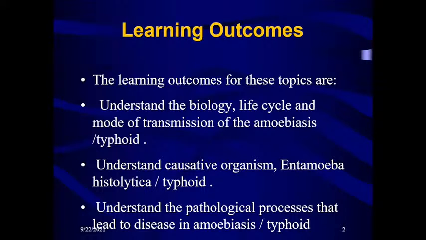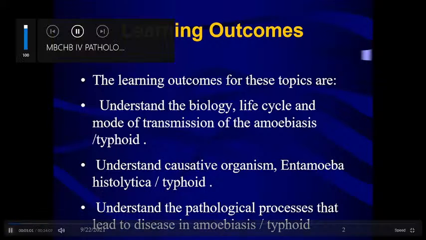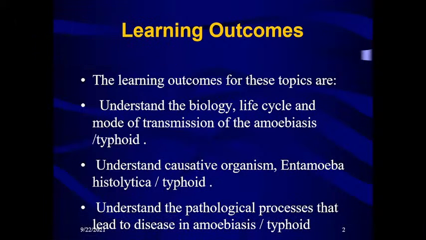We are going to be able to achieve the following: understand the biology, life cycle, and the mode of transmission of amoebiasis and typhoid. Understand the causative organisms. Largely, we're going to deal with Entamoeba histolytica, and we also look at typhoid, and then understand the pathological processes that lead to disease in amoebiasis.